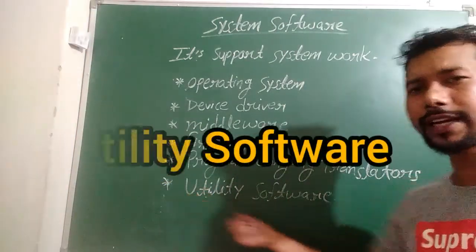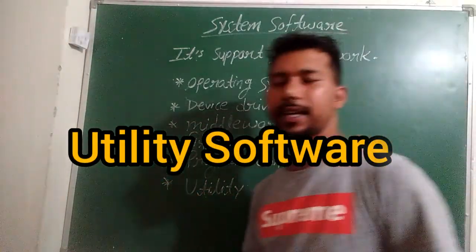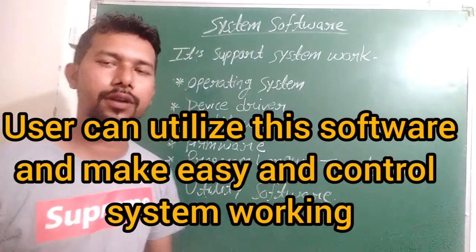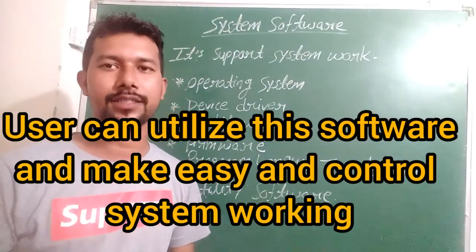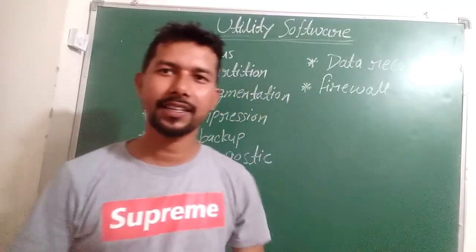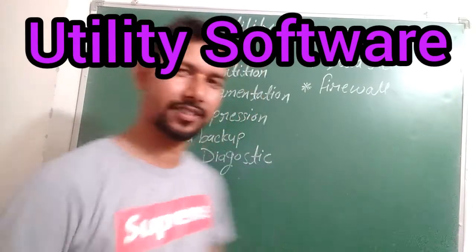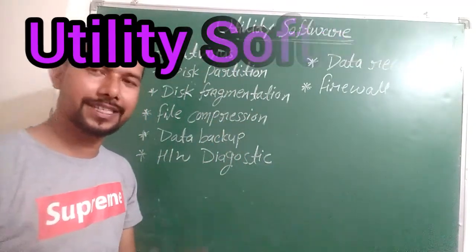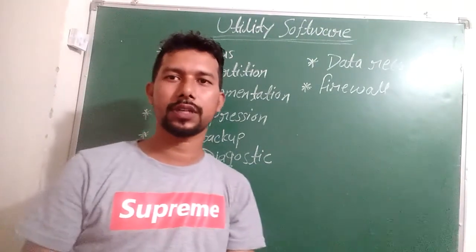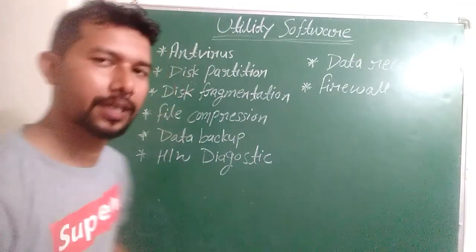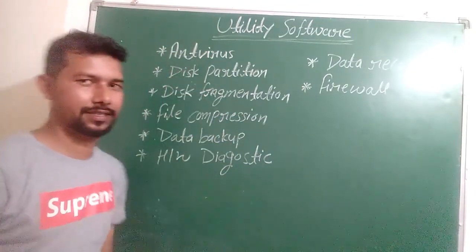Next is utility software. Utility software has a wide range. Utility software is mainly used for the user's utilization power. Now I will explain all of the utility software's range. Dear students, utility software is basically used for the user to use the computer comfortably and safely. The first one is antivirus.